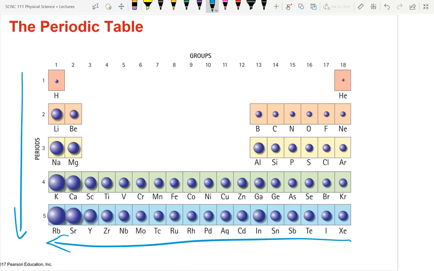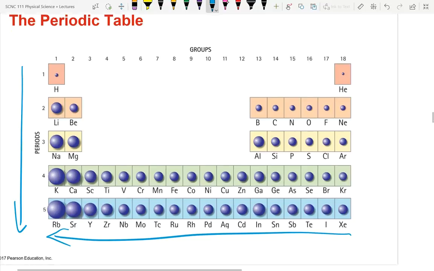So you can get an idea about the size of the elements by where they sit on the periodic table. So that's the first thing that we can get from looking at the periodic table, some ideas about the relative size.